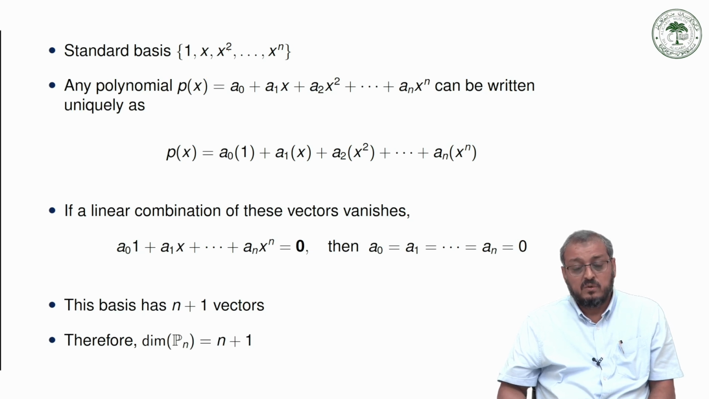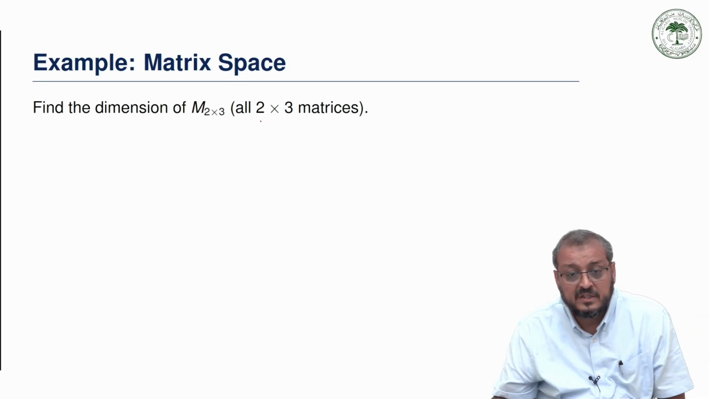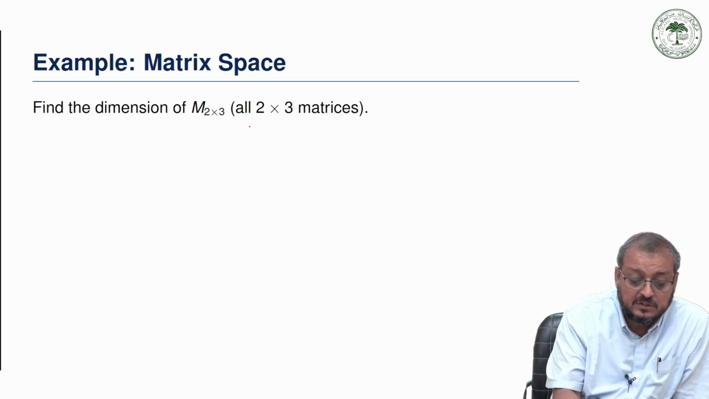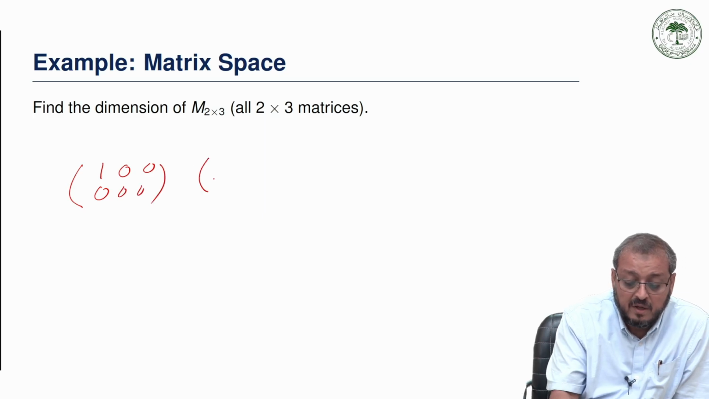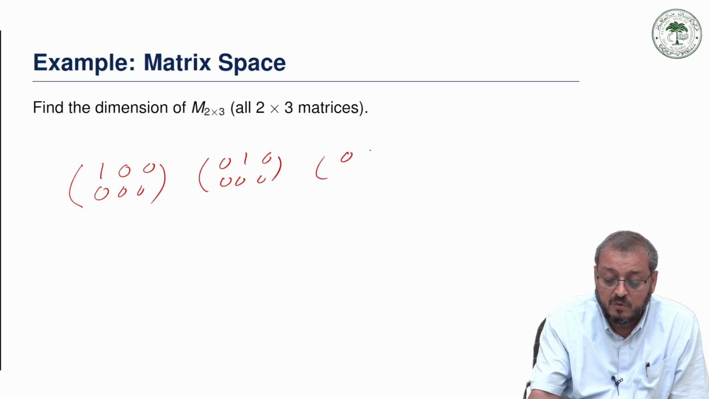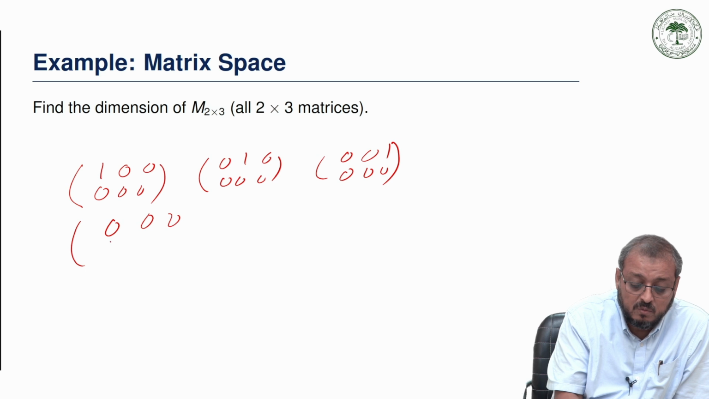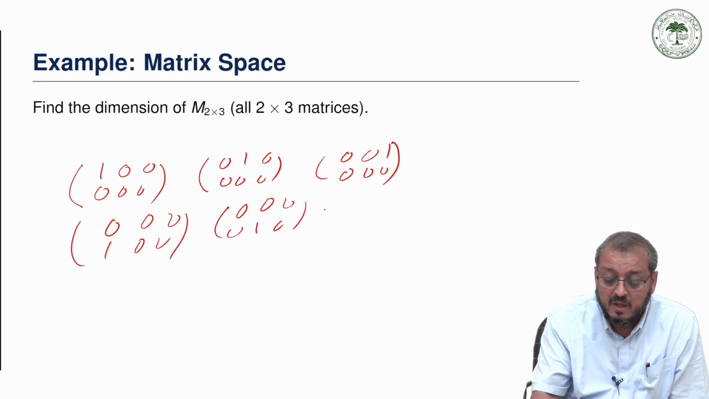Now we try an example for matrices. We take 2 by 3 matrices. We choose a basis in this form, because it's a 2 by 3, so we have 3 columns and 2 rows: the matrix 1 0 0 0 0 0, then 0 1 0 0 0 0, then 0 0 1 0 0 0, then 0 0 0 1 0 0, then 0 0 0 0 1 0, and then 0 0 0 0 0 1.